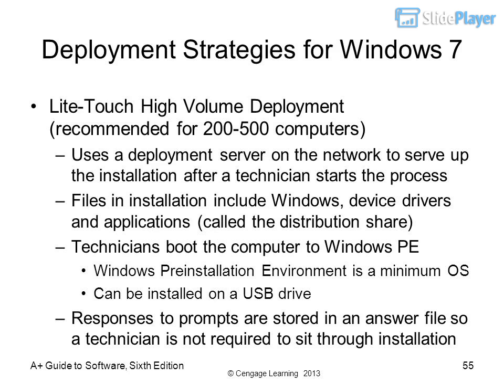Deployment strategies for Windows 7. Light touch high volume deployment is recommended for 200 to 500 computers. It uses a deployment server on the network to serve up the installation after a technician starts the process. Files in the installation include Windows, device drivers, and applications, called the distribution share. Technicians boot the computer to WinPE, the Windows pre-installation environment, which is a minimum OS and can be installed on a USB drive. Responses to prompts are stored in an answer file so a technician is not required to sit through the installation.